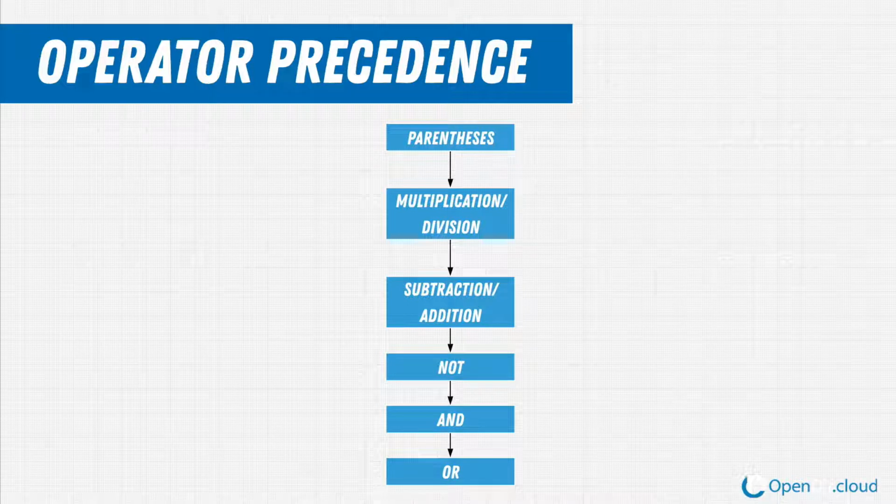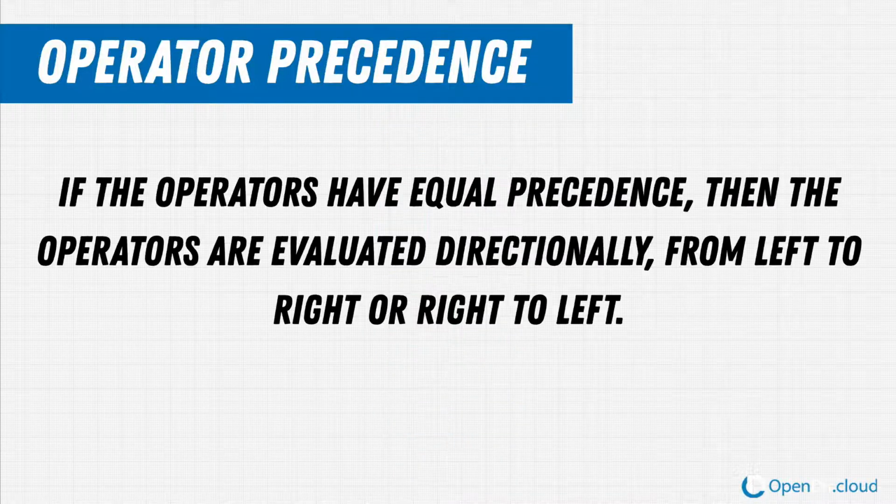And so now you may be asking yourself, okay, Mo, I get it. If you use parentheses, it's more important than multiplication and division and so on and so forth. But what if I'm just using multiple operators in a row? What happens there? And they have equal importance. Well, if the operators have equal precedence, for instance, you're using multiple ands or multiple ors or multiple nots, then the operators will be evaluated directionally from left to right or right to left. I can hear you saying, huh? What do you mean from left to right or right to left?